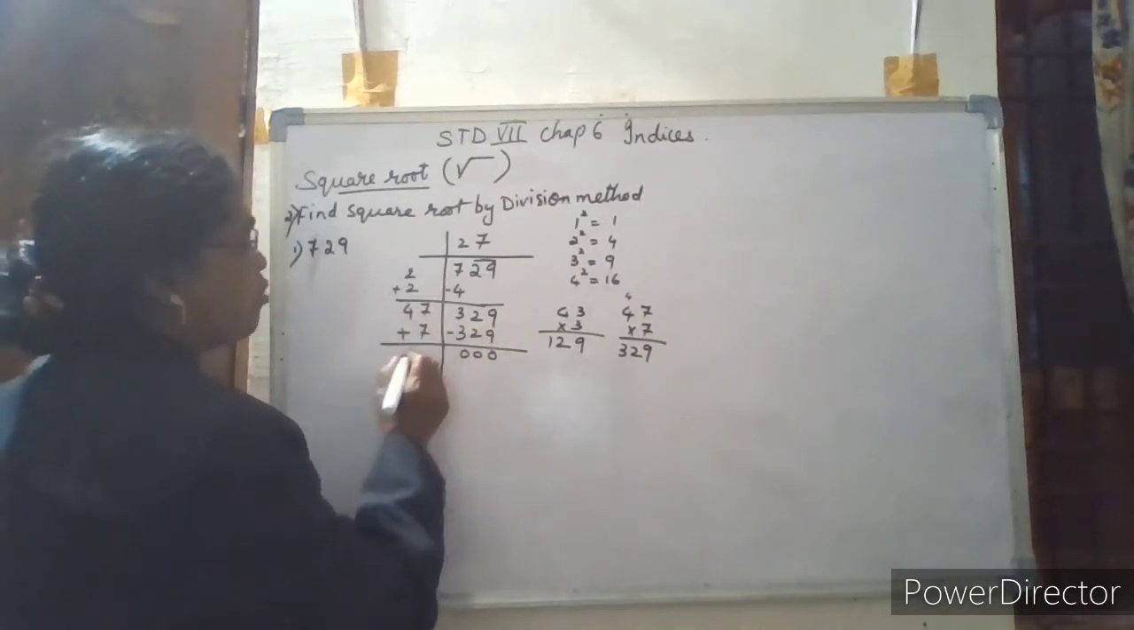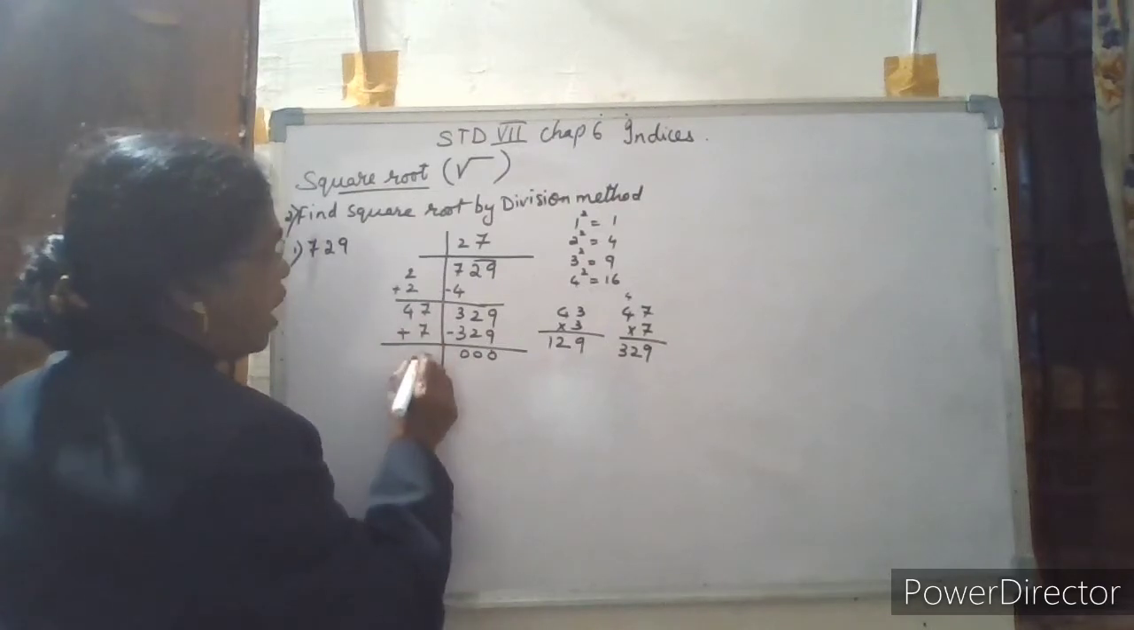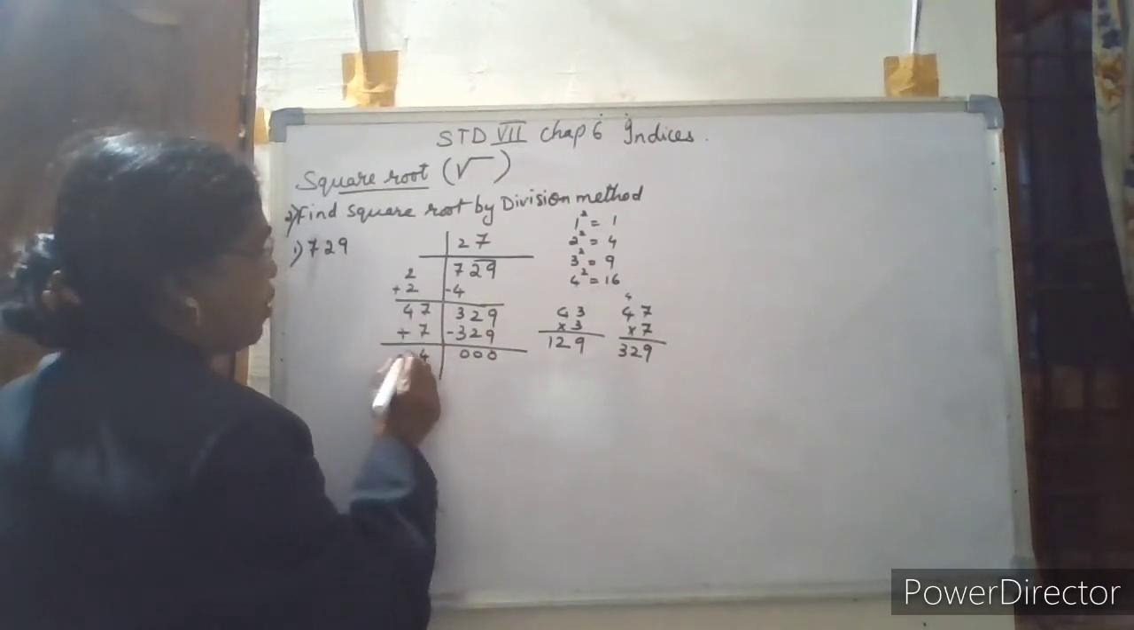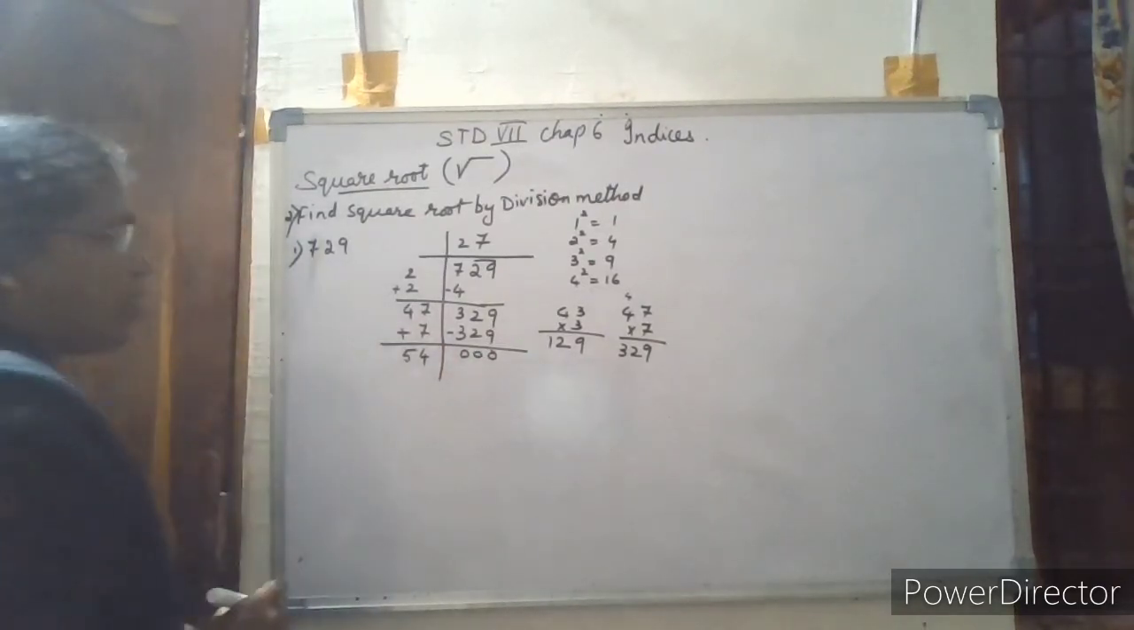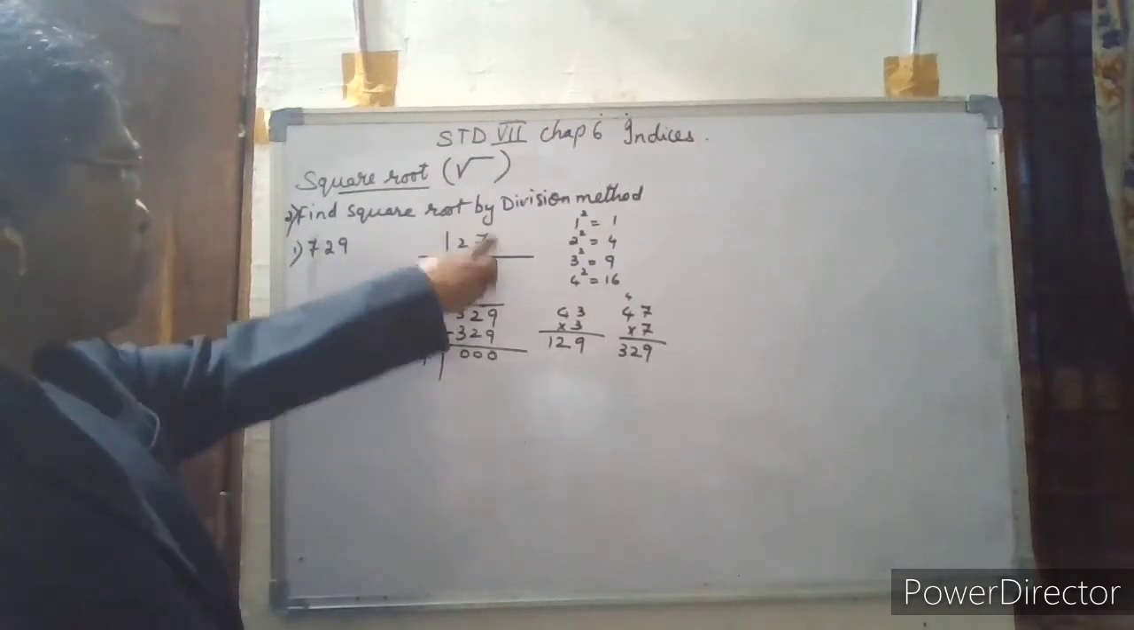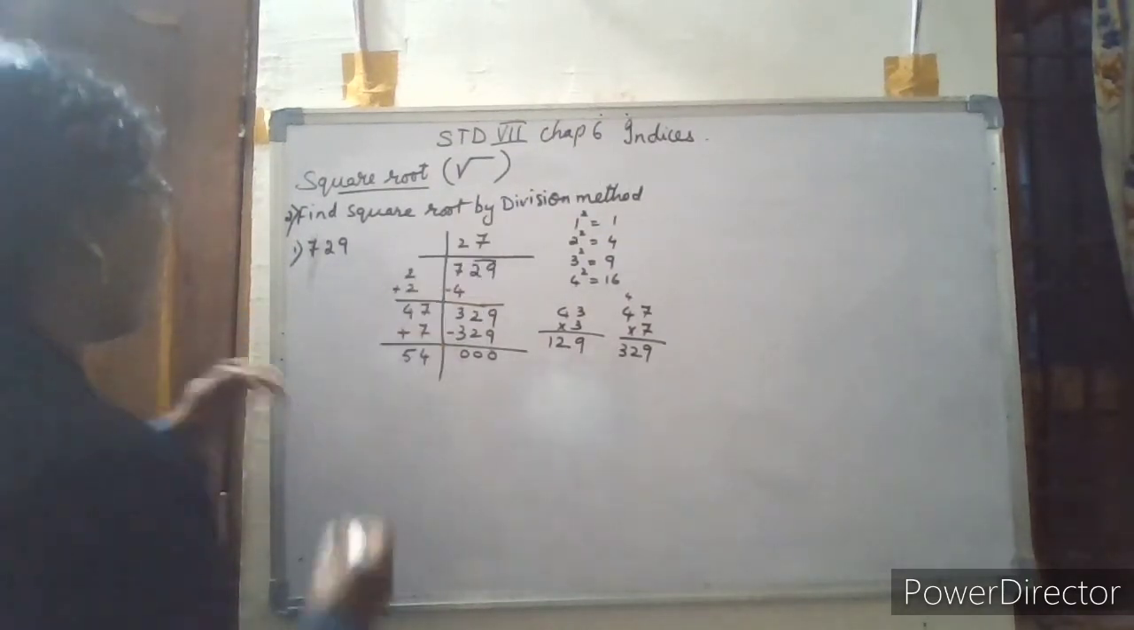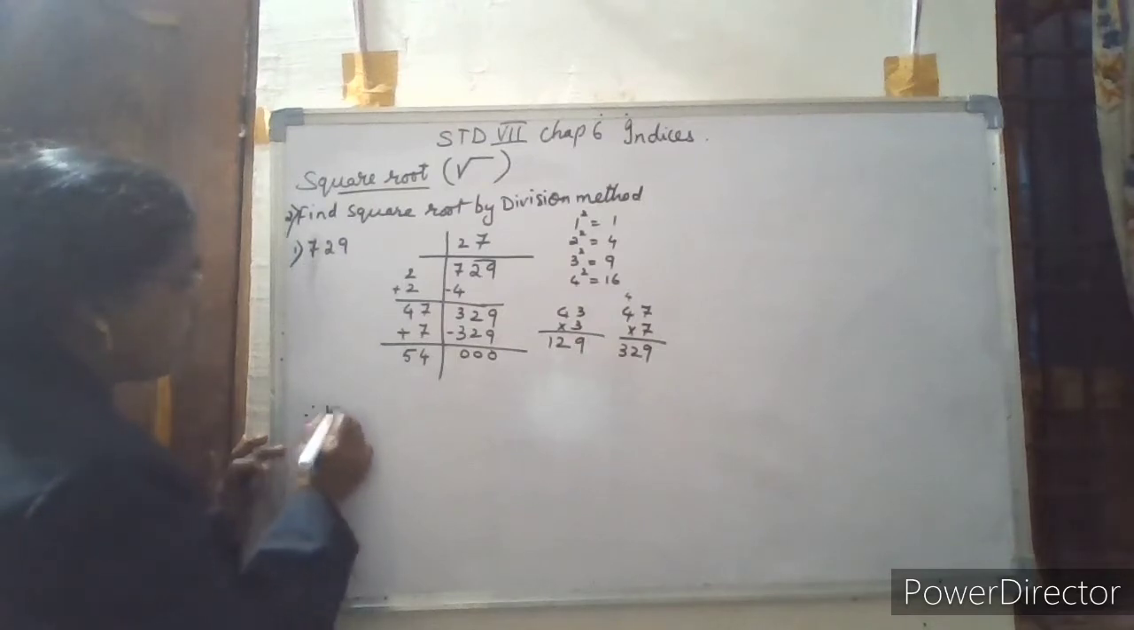So add this and keep 14, carry 1, 5, 54. Add it and keep as it is. Now this number which we have got up, it is the quotient. That is the answer. Therefore the root of 729 is equal to 27.